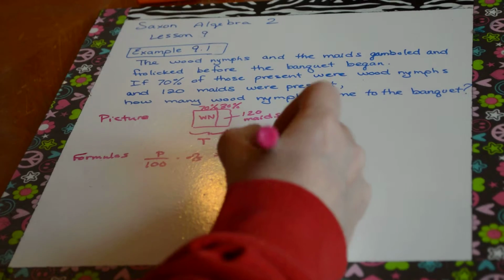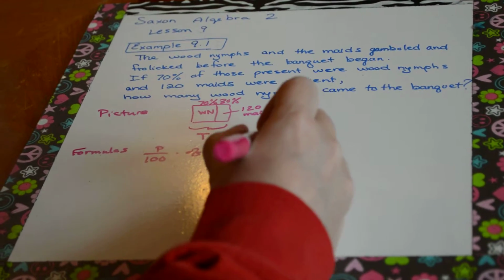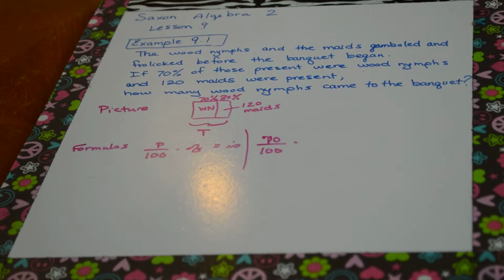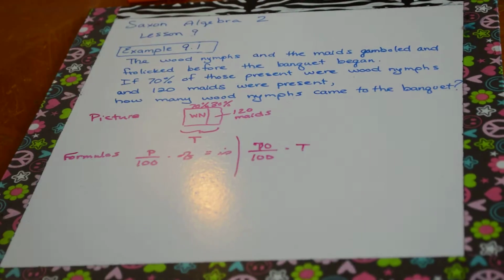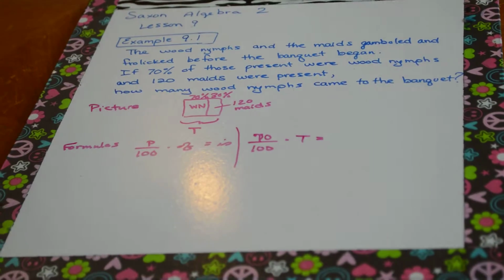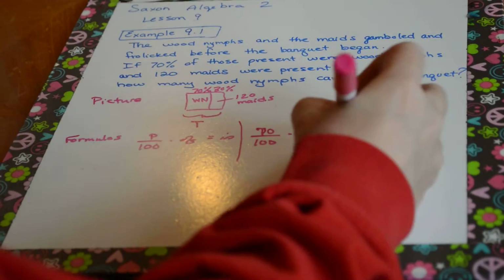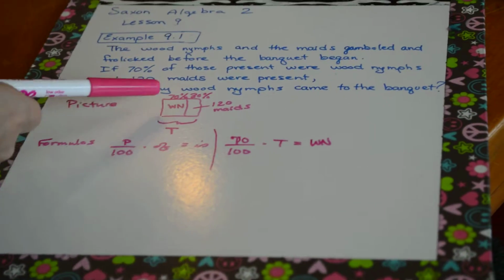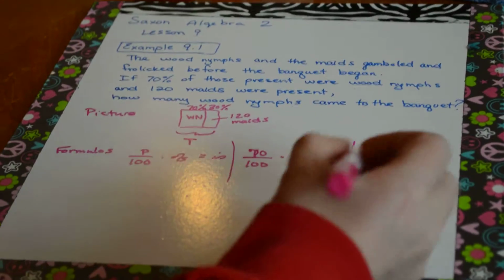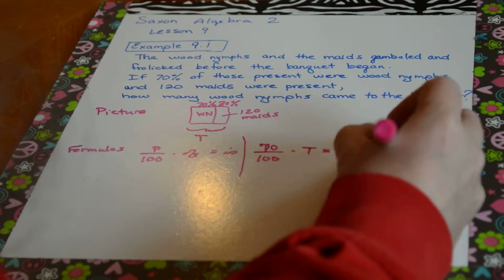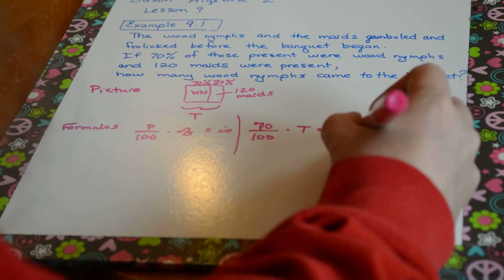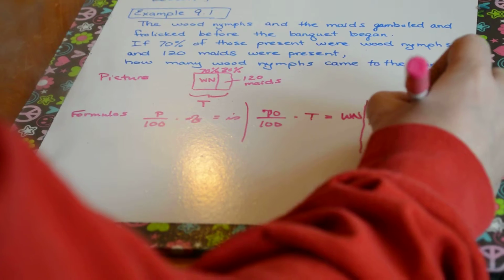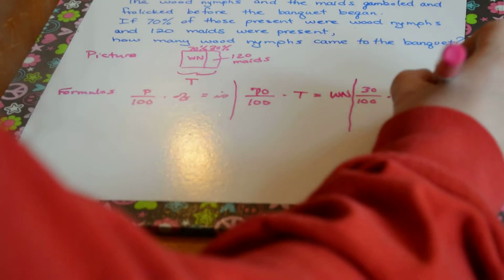The first one is 70 over 100. So 70% of my total is my wood nymphs, because 70% of my total is the wood nymphs. So then my other formula that I can write is going to be about the maids. So 30% is really 30 over 100 of my total equals my maids.